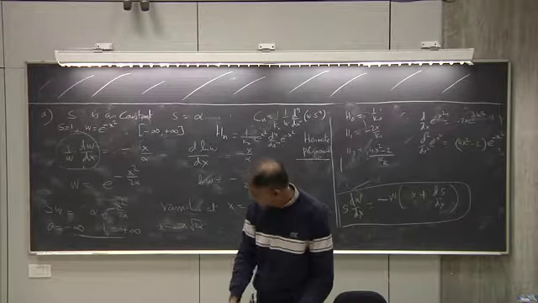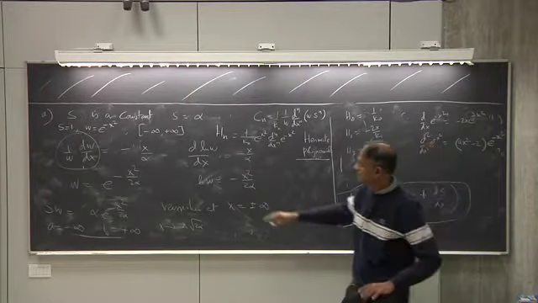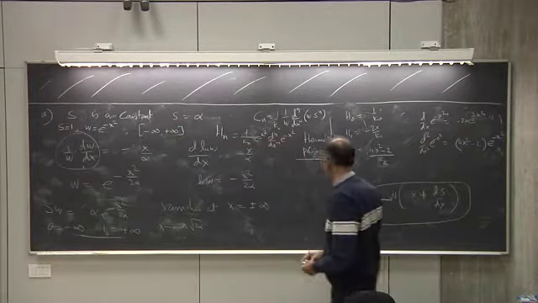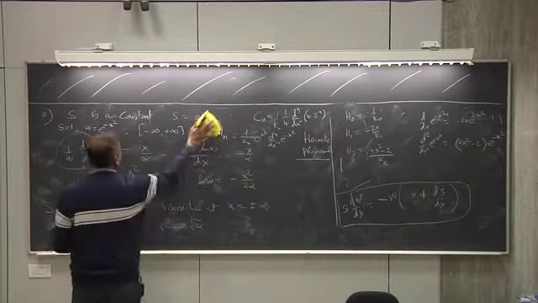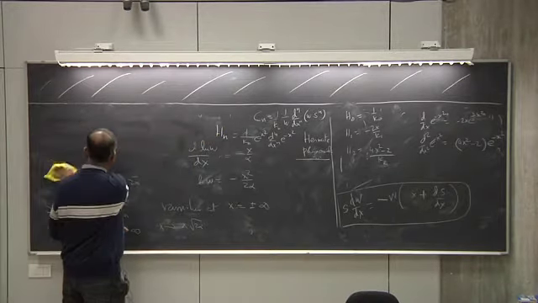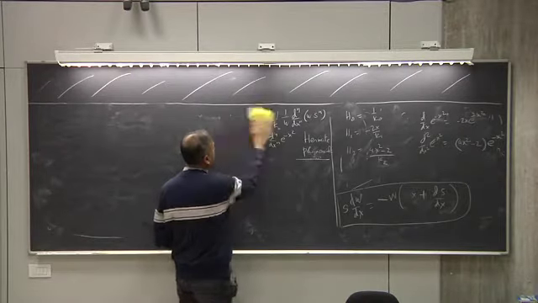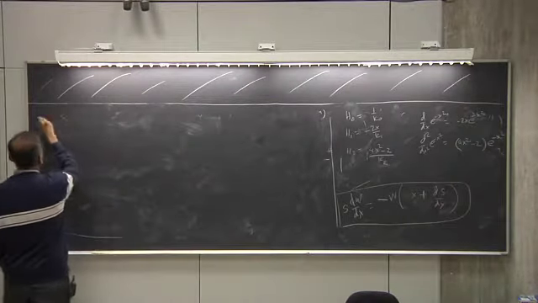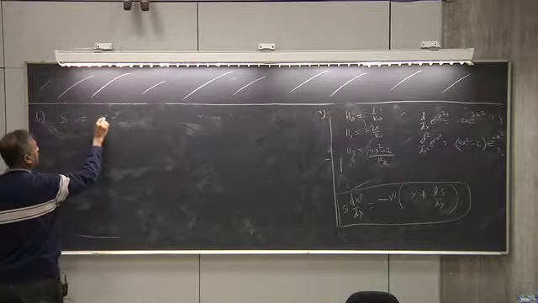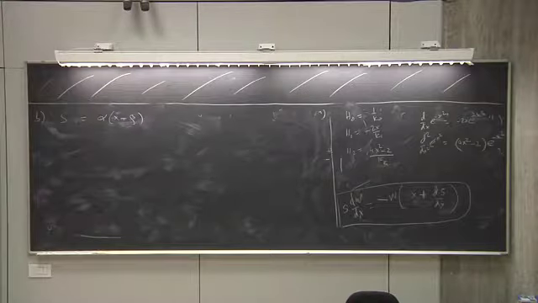Okay, what else now? No more questions here? If not, then I can go to the next point. This was S equal to constant. So let's look at the next one. Now let's look at S linear. So S is linear, S equal to, say, alpha x plus beta. So it's a linear function.